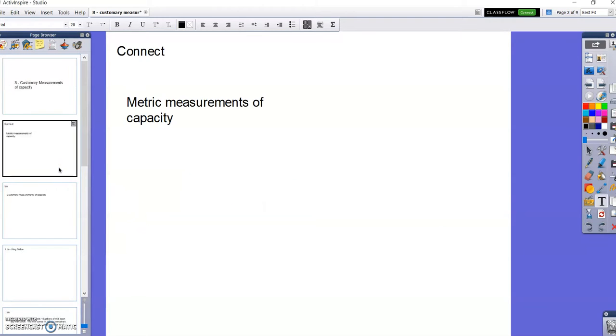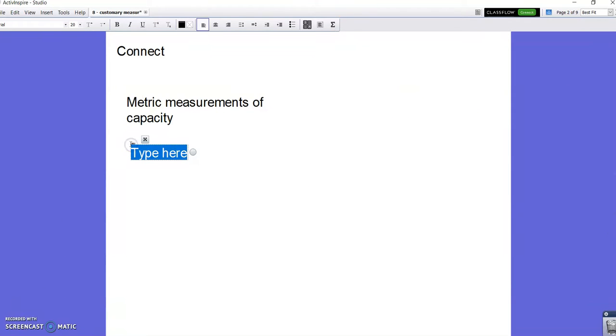So first let's do this. Let's kind of swing back. We've talked about metric measurements of capacity already. And just to remind you what those were, the base unit in metric capacity was the liter, if you remember that.